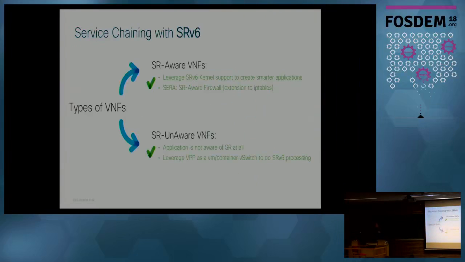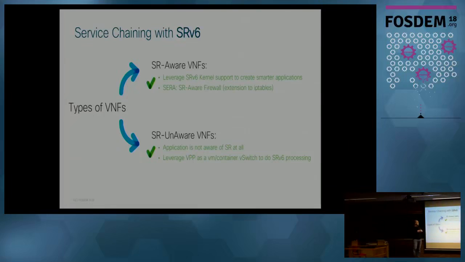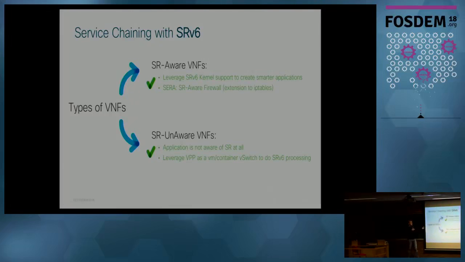So, SRv6 chaining. What I mentioned is there are 2 types of NFVs. We can have segment routing aware NFVs, and we can have segment routing unaware. For the segment routing aware NFVs, we have added support into the Linux kernel, in order to create smarter applications, and one of the examples is Sarah, that Ahmed is going to talk about in 5 minutes. And for the segment routing unaware VNFs, we have leveraged VPP as a VM or container vSwitch to do this segment routing processing.